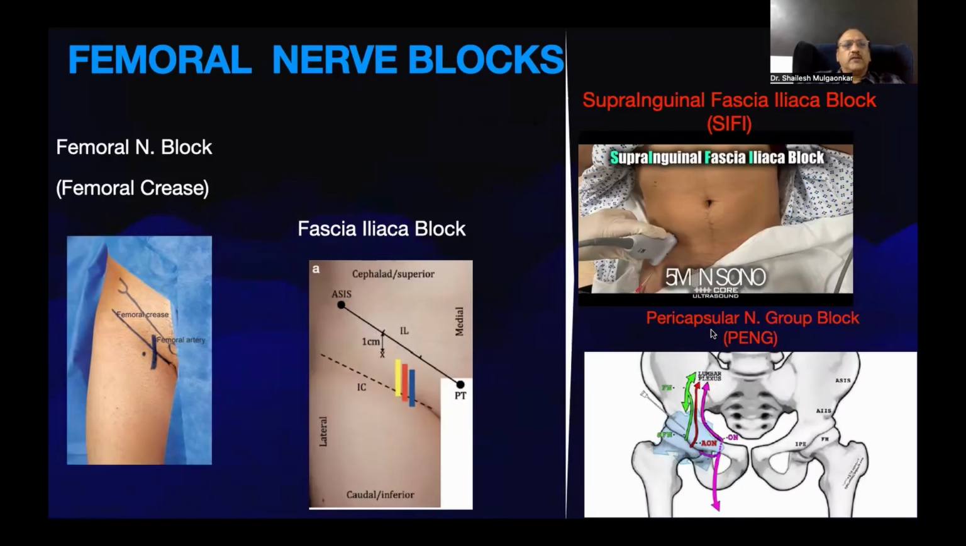So, as I told you, at the level of the femoral crease is most important and most common. Now, fascia iliaca block: when a PNS is not available, when ultrasound is not available, you can give a femoral nerve block. It is also called a fascia iliaca block. I will come to that later on. Now, suprainguinal fascia iliaca block and pericapsular nerve group block, that is a PENG block. These two blocks are only with ultrasound, so I am not going to mention all those details.